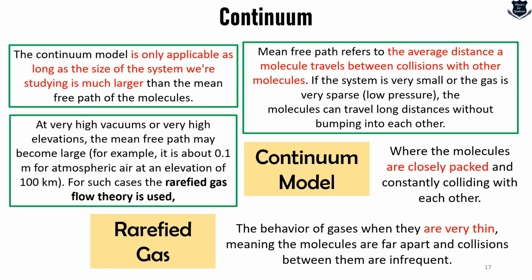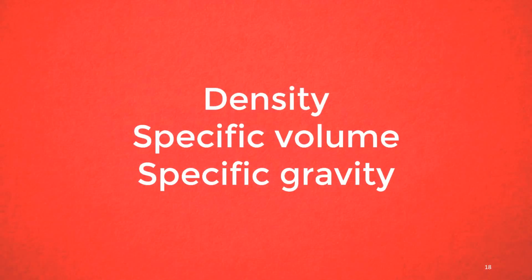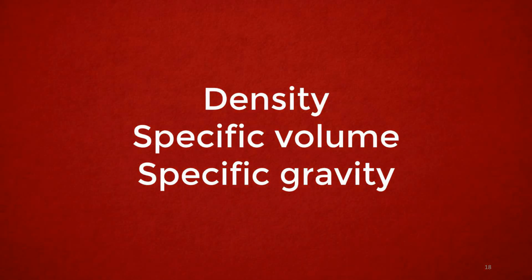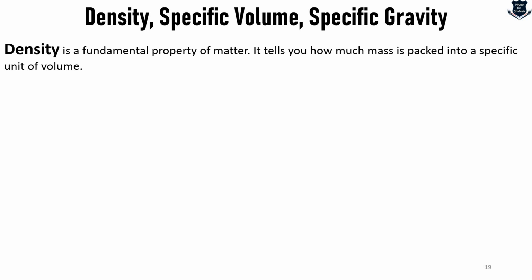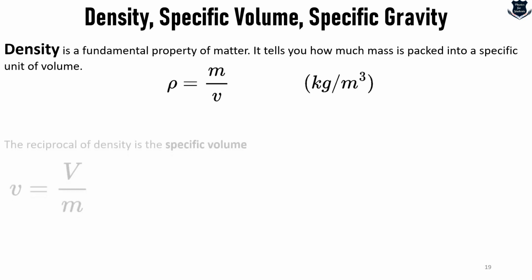Now from here we come to three very important concepts of thermodynamics or physics. One which you already know is density. Then we deal with specific volume, and then specific gravity, which comes in the next part of the video. We already know what density is. It is a fundamental property of matter. It tells how much mass is packed into a specific unit of volume. So rho equals m by V, with the unit of kilogram per meter cubed.